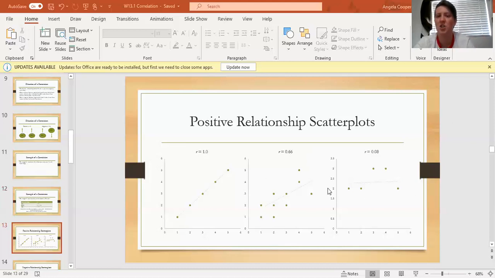The weaker the relationship, the more that instead of following a straight line, those plots tend to spread outwards.